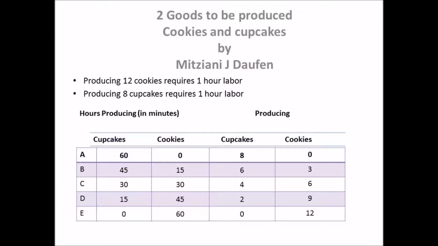And for the cookies, letter A, 0 minutes, 0 cookies. B, 15 minutes, 3 cookies. C, 30 minutes, 6 cookies. D, 45 minutes, 9 cookies. And E, 60 minutes or an hour will produce 12 cookies. So this table is just a neat way to show how many cupcakes and cookies are produced in an hour, so you all can see how it was made.